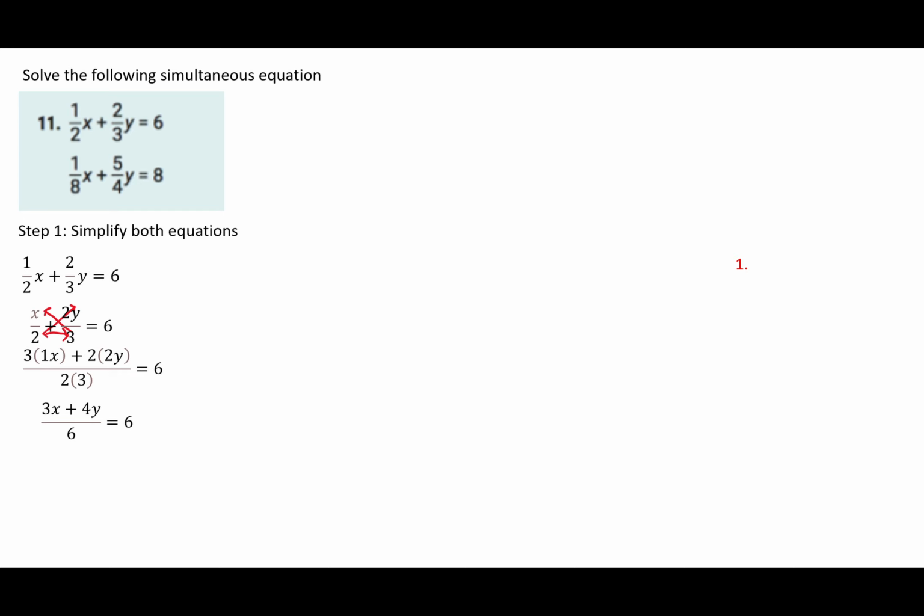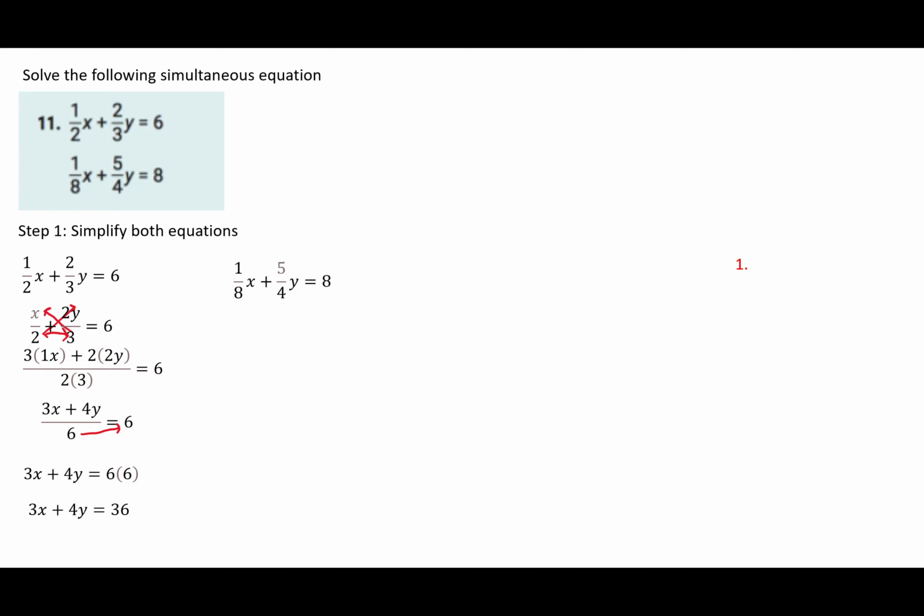We still want to continue to simplify our equation so it is not written as a fraction. So we cross-multiply our denominator. This gives us 3x plus 4y equals 6 times 6. 3x plus 4y is equal to 36. We have our first equation written without any fractions. Let's do the same thing to our second equation.